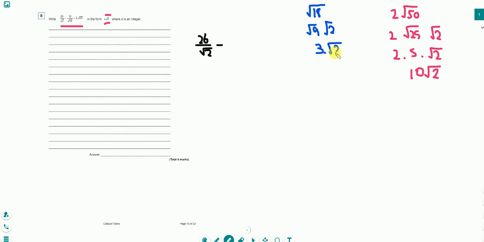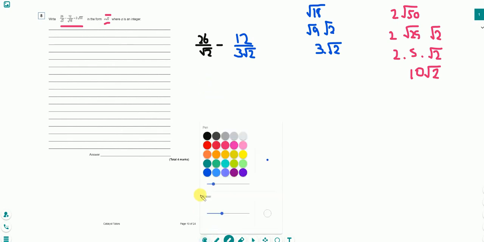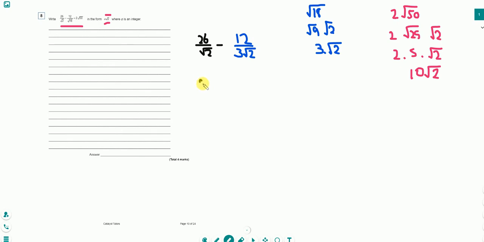Alright. So now if I write this out, I end up with 12 over 3 root 2. Now I might do 12 divided by 3, I think that would make my life so much easier. So I'm going to go to 26 over root 2 minus, well, 12 divided by 3 is 4, so I'm going to take away 4 over root 2.